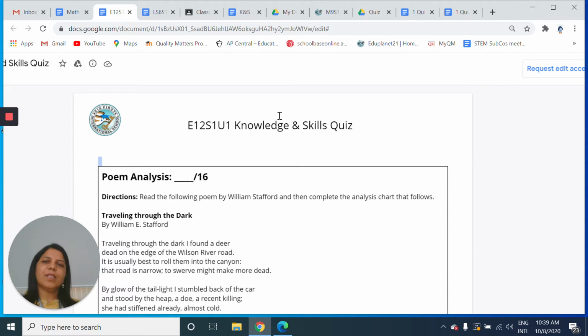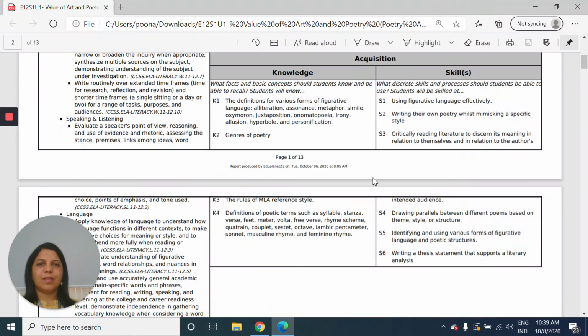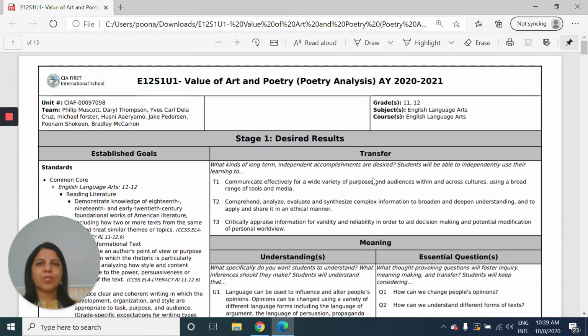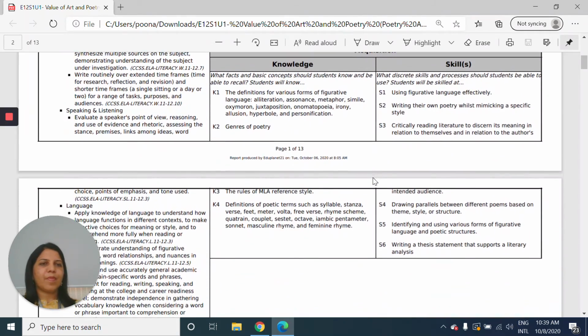Let us look at another example, and let me remind you that we talked about the knowledge and skills of this unit, value of art and poetry, where the skill was to use figurative language effectively, write their own poetry, critically read literature, and draw parallels between different poems, and the knowledge was definitions of various forms of figurative language and definitions of poetic terms.